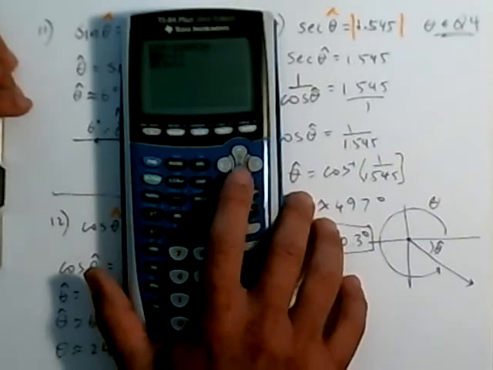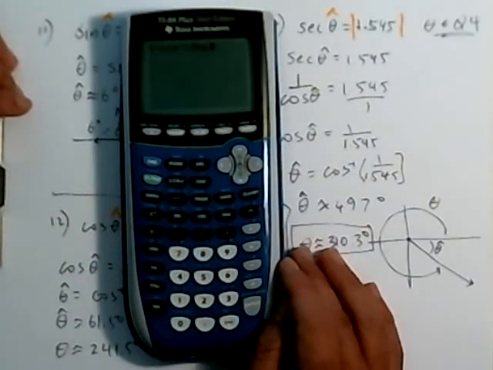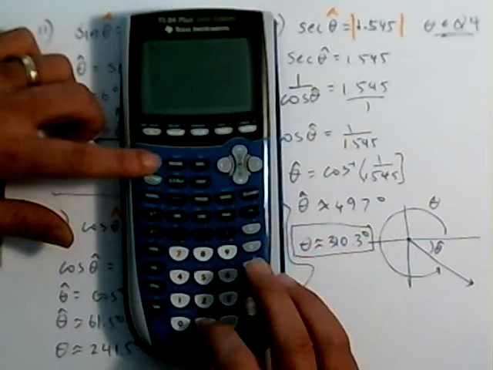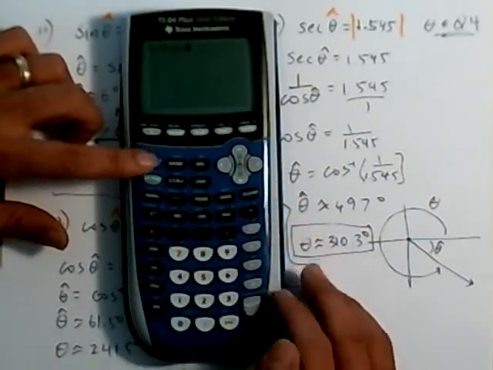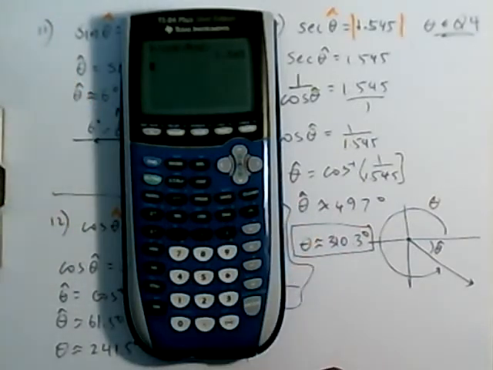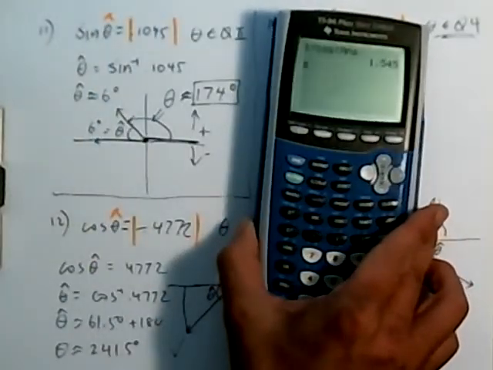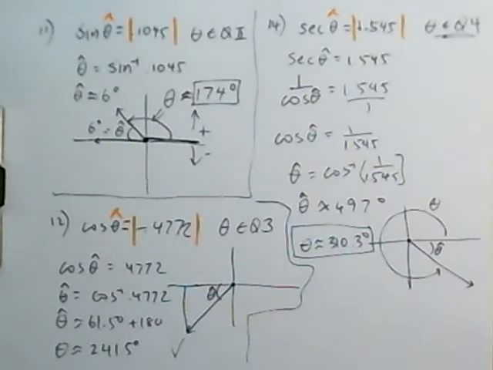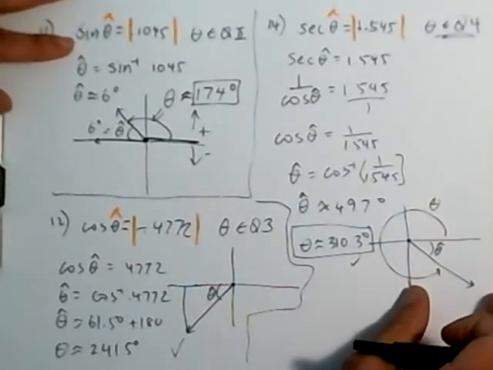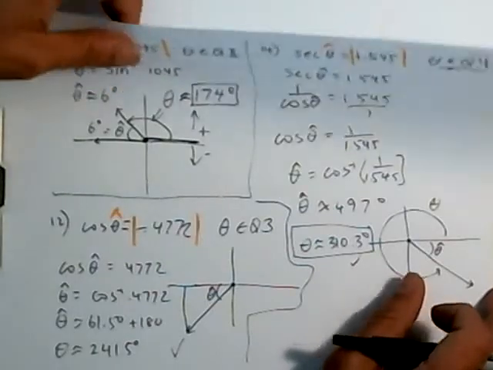One more time. 1 divided by the cosine of my answer. And I get exactly 1.545. Okay, if you can see that or not. So it checked out. Perfect. We'll do maybe 1 or 2 questions more before I get into the second portion.